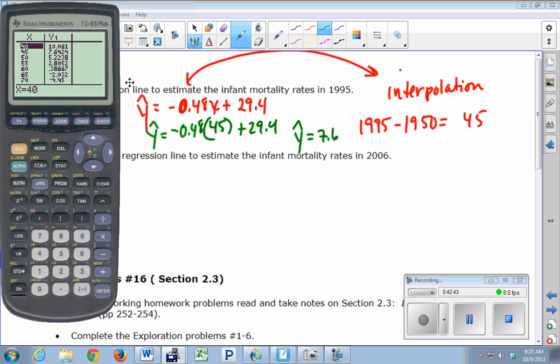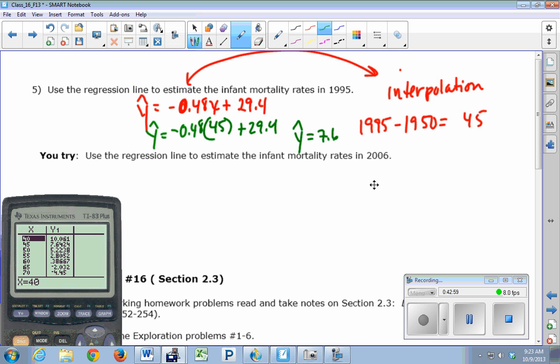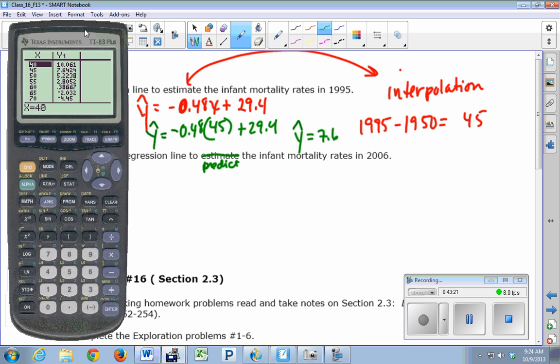Now, I gave you every decade. You could probably go back to this source, which is the US Census, and see how close this prediction, or this estimation, excuse me, is to the actual data. So now we're going to go outside of our data set. So instead of using estimate, we should be using predict. Use your regression line to predict the infant mortality rates for 2006. And once you do that, I want you to start working on your data. I'll check your results in a minute, okay?